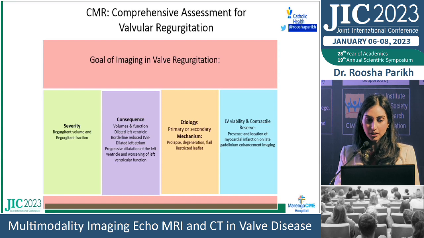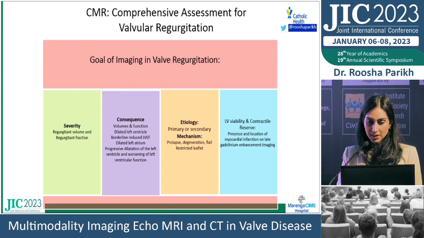So back to the basics. CMR for comprehensive assessment of valvular regurgitation. What is the goal of imaging in valvular regurgitation? We want to look at severity. So we can calculate the regurgitant volume and regurgitant fraction by direct or indirect methods which don't involve complicated formulas like we do in echo.